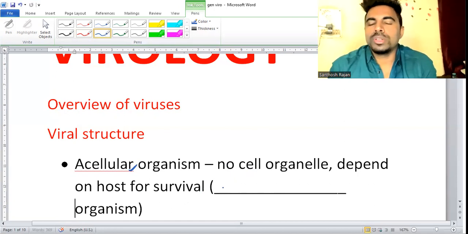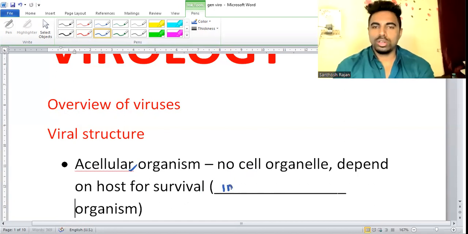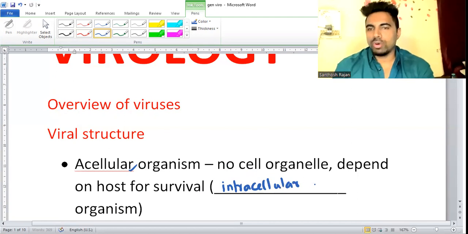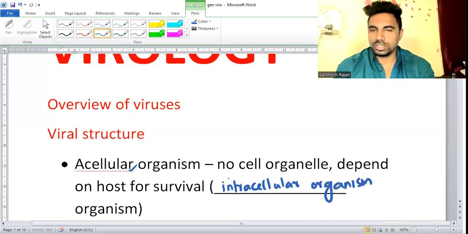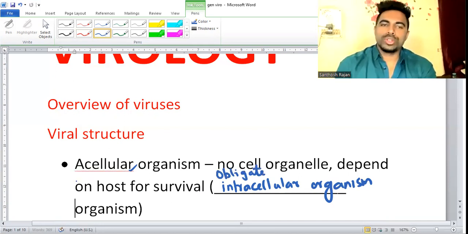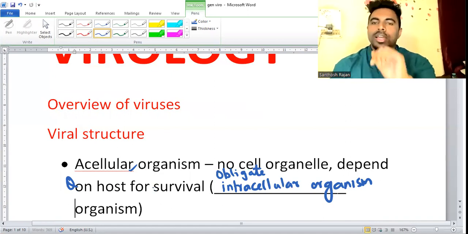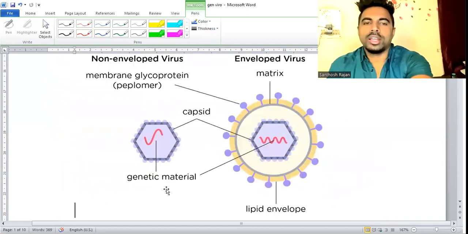So what happens, it always depends upon the host. That's what we call it as what? Obligate intracellular organism. Obligate intracellular organism. Right? Okay, that could be a question. This is the only one that is acellular, obligate intracellular, and the others are cellular.